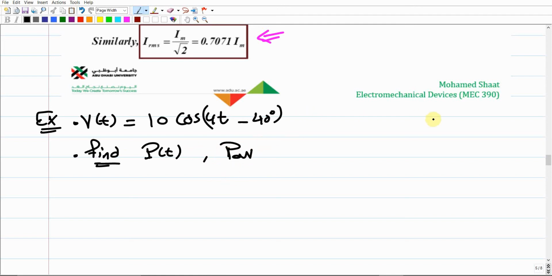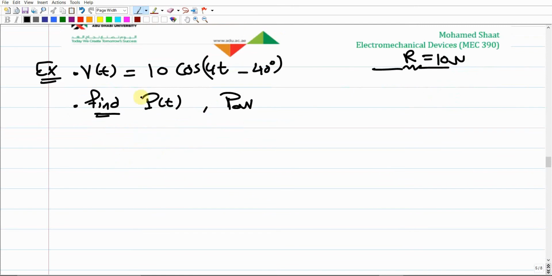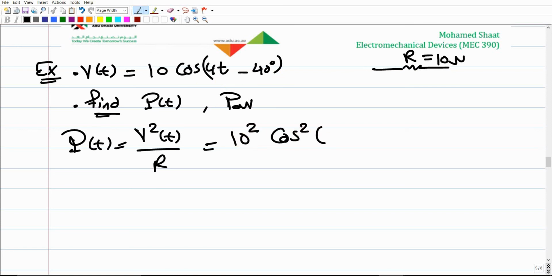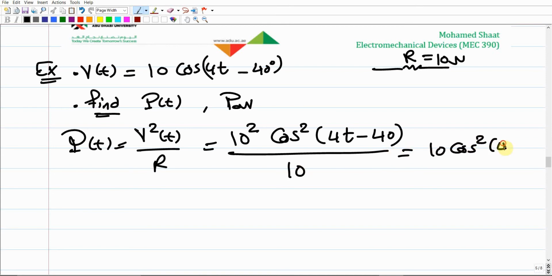For this voltage going over the resistor with the resistance R, and R is already given by, for example, 10 ohms. So simply to calculate the power function, the power p(t) should equal v squared of t divided by R, right? So v squared means that you're going to calculate the square of this function. So it's going to be 10 squared times the cosine squared of (4t - 40) divided by 10. This is going to give us 10 cosine squared of (4t - 40).